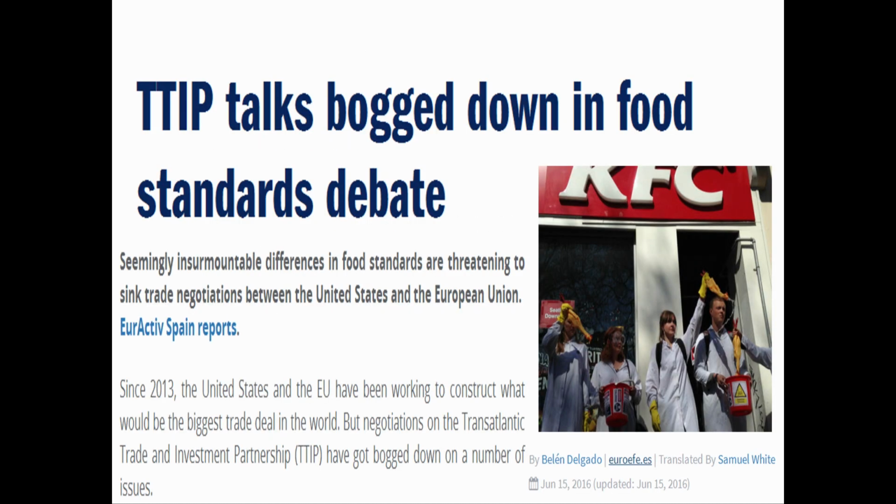This one I've put in is from 2016, and it says the TTIP talks between the EU and the US are bogged down in food standards debate. Basically, reflecting at this particular time the situation, and I think 2 years later the situation is very different because TTIP is more or less dead, I think, at this particular point.